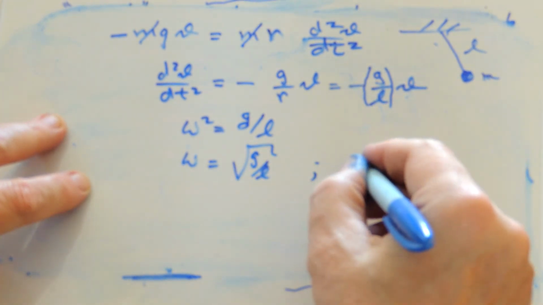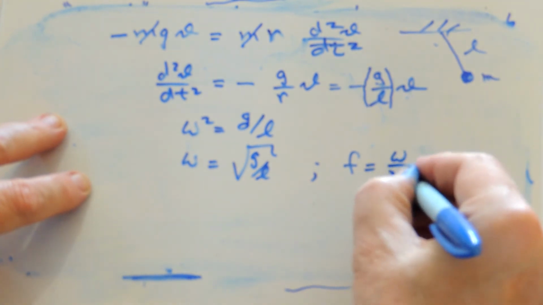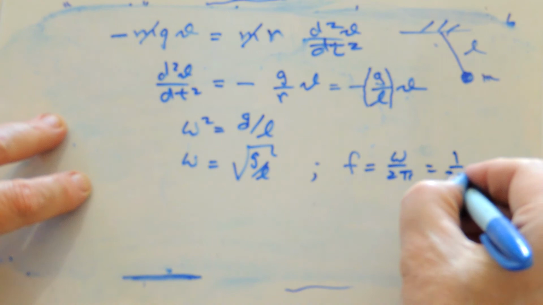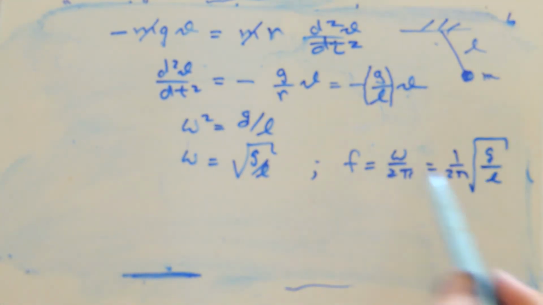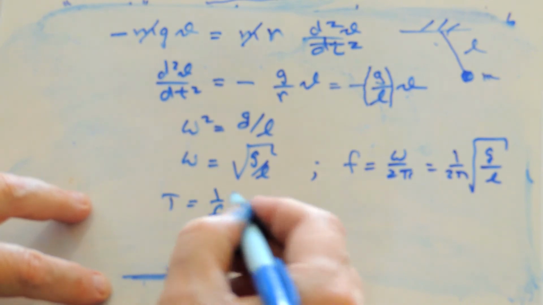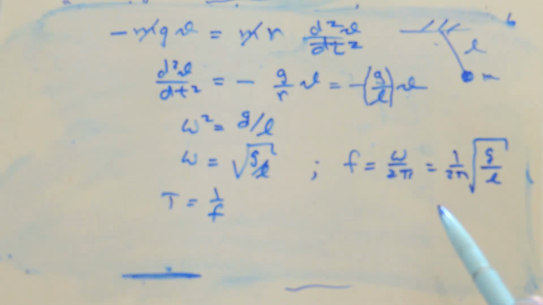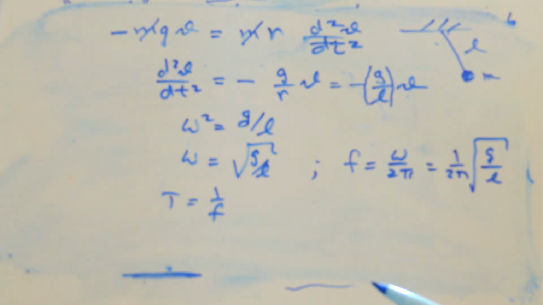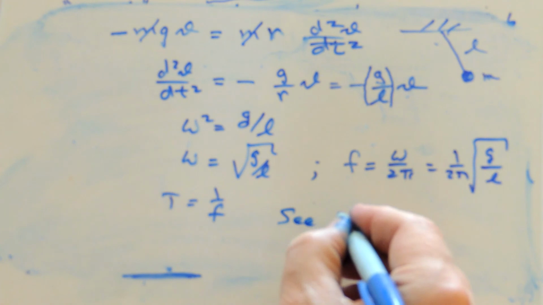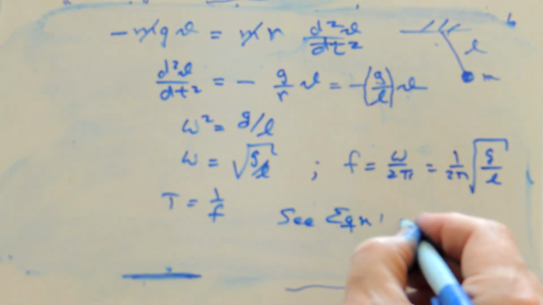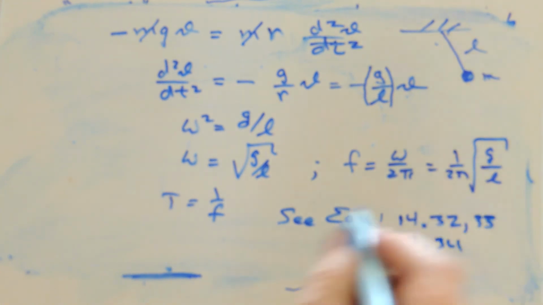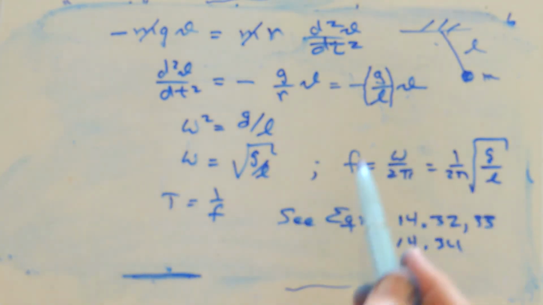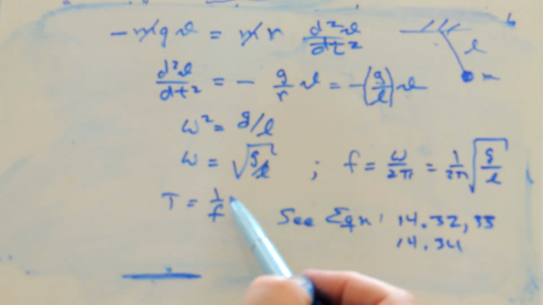This is the frequency, so the frequency is omega over 2 pi, and consequently you've got 1 over 2 pi times the square root of g over l, and you can get the period as the reciprocal of the frequency, and well, you know how this game goes on. It's all the stuff that you have already done with the spring mass system you're now able to do with the simple pendulum system. And you might want to take a look in your text again. There's a series of highlighted equations, 14.32 and 33 and 34, that contain all of the ways that you can combine the period and the frequency and so forth with this new expression for the frequency.